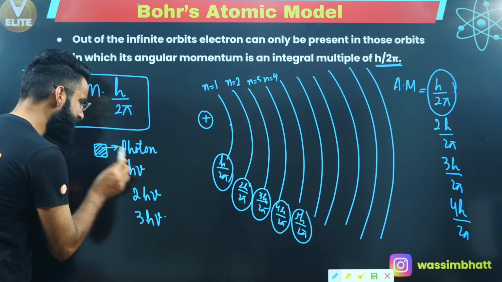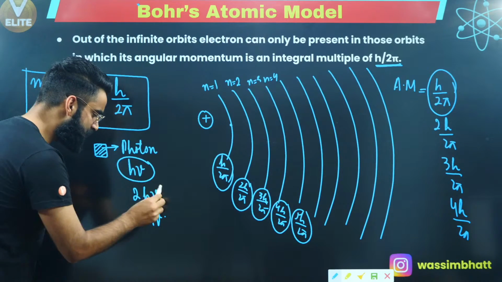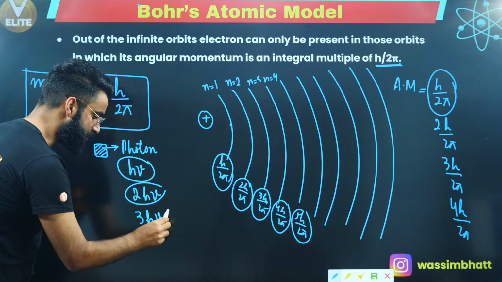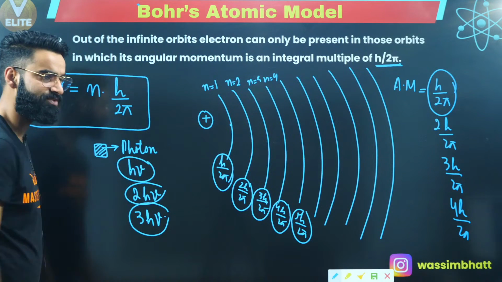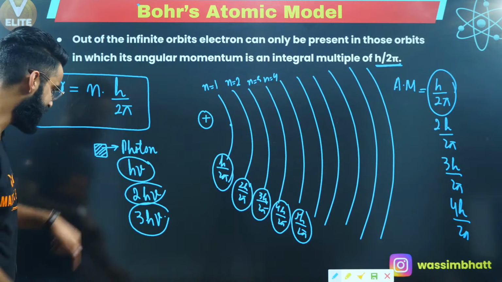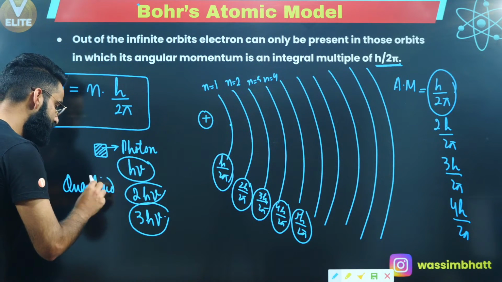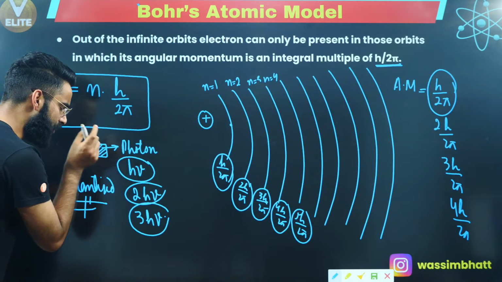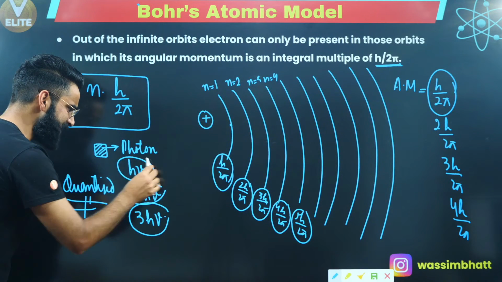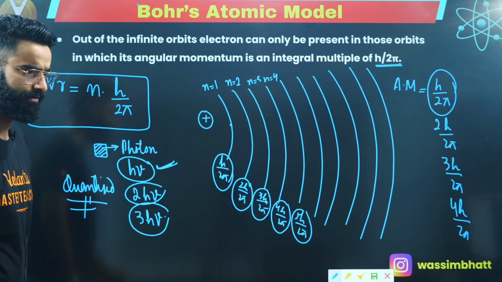So the energy possessed by a single photon is h nu. Energy possessed by 2 photons is 2 times h nu. Energy possessed by 3 photons is 3 times h nu. Can I say over here energy is basically quantized? Energy remains quantized, right? The energy of photons is basically an integral multiple of this basic unit h nu.